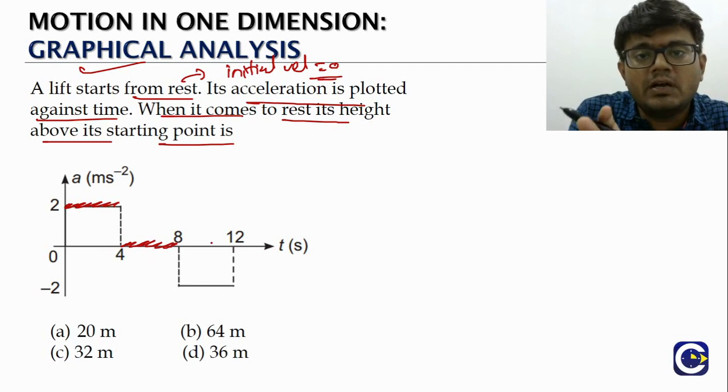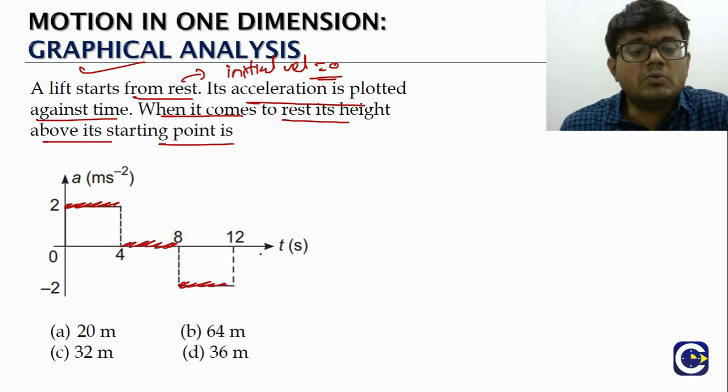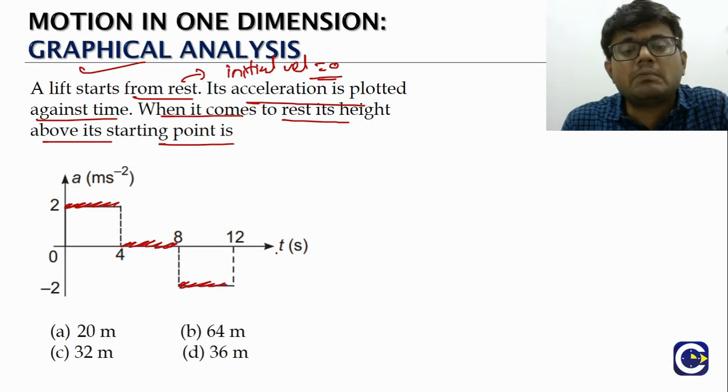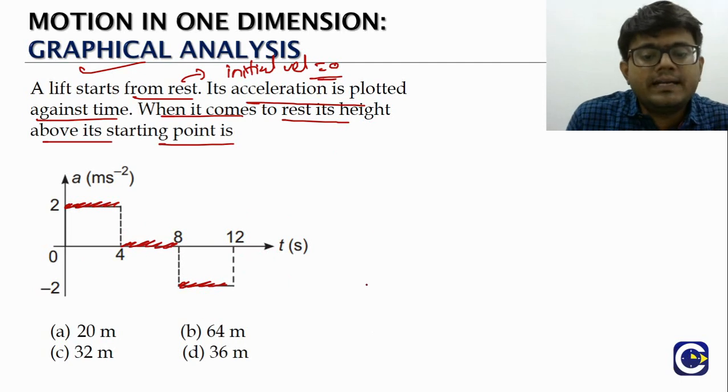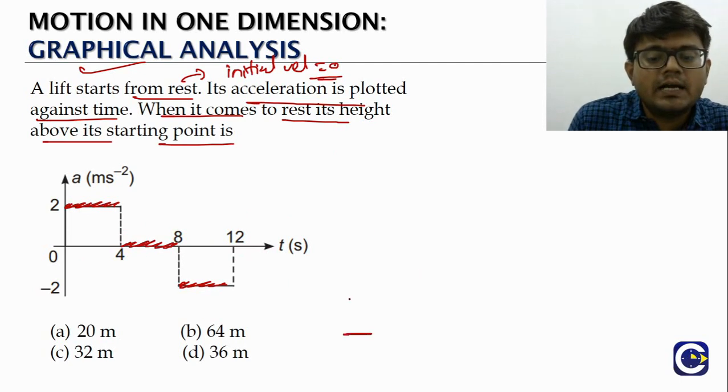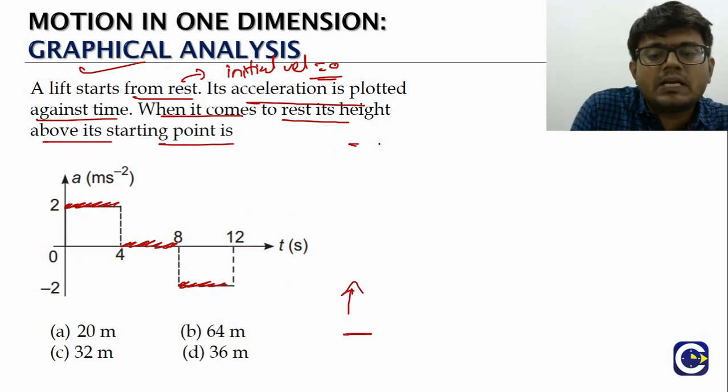Means whatever the velocity it is having, it will continue with the same velocity, uniform velocity motion. Then retardation, the motion is identical, right? So finally it will again come to rest. So they are asking us what is the height. So it is starting from here, it is going up. So what is the total height?